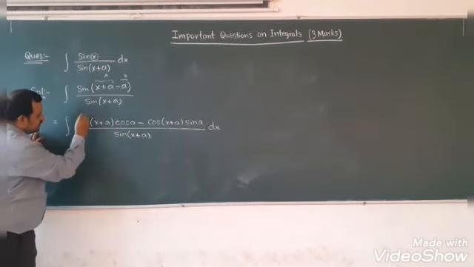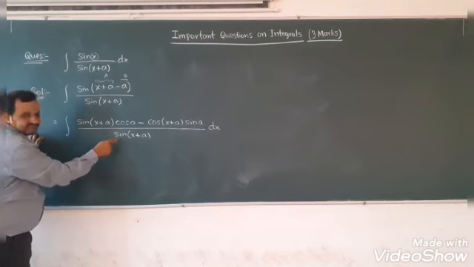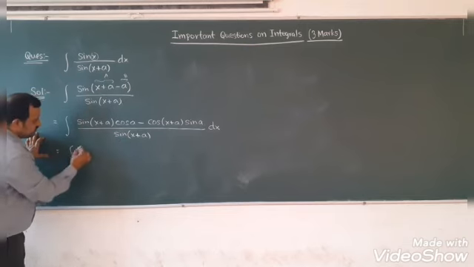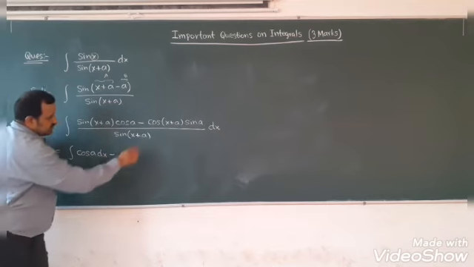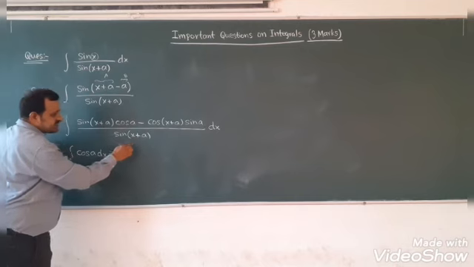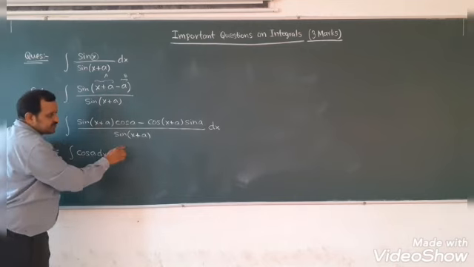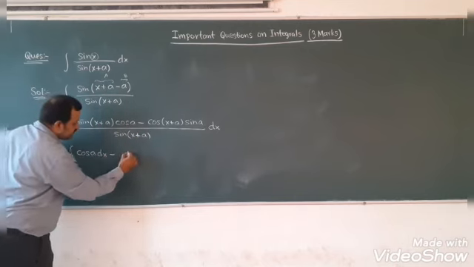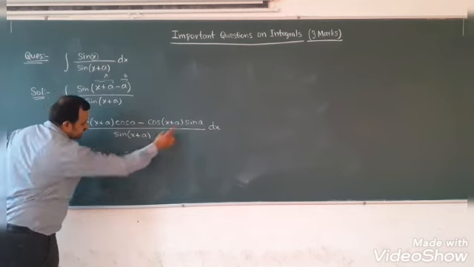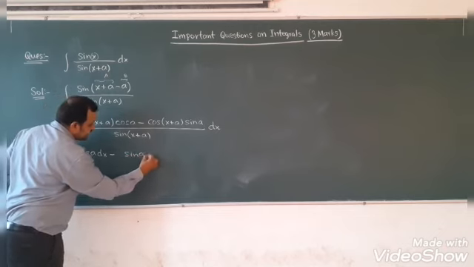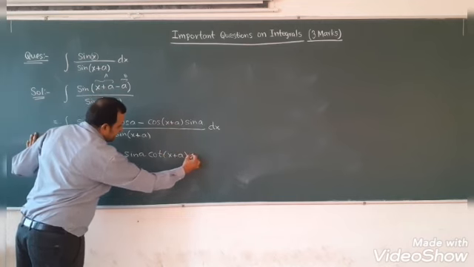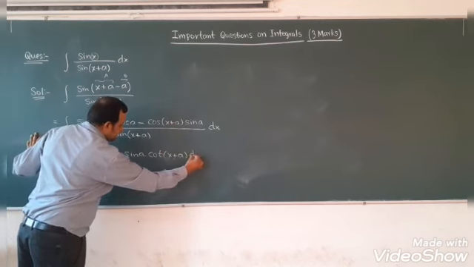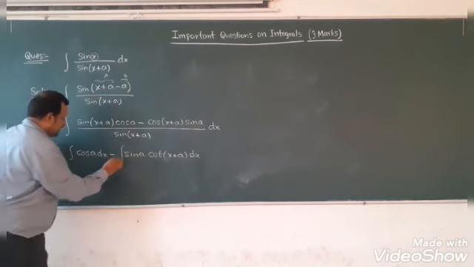Now separate. So this by this will get cancelled. Finally, what is left? cos a dx will come, minus, now see here, cos by sin. So cos by sin is nothing but cot. So here I can say sin a I am writing as it is, here it is cot of x plus a dx. I hope this is clear.